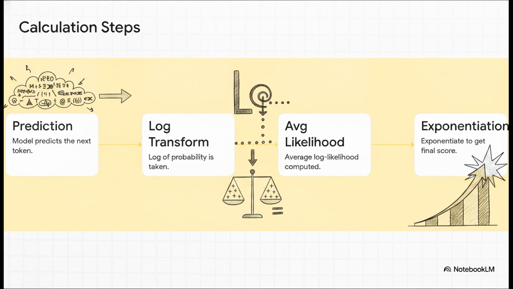Step 2 is a logarithmic transformation. We take the log of that probability, mostly because it transforms these insanely tiny probability fractions into a much more useful, manageable number. Step 3, we compute the average log likelihood of all the predicted words in our entire test set. And finally, step 4, exponentiation. We simply exponentiate that average log likelihood, and boom, we arrive at our final perplexity score.